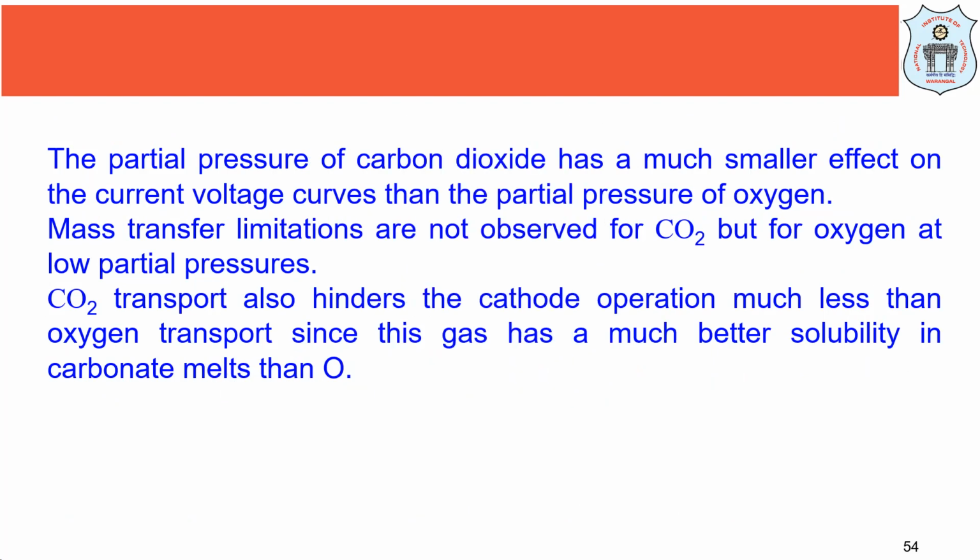So this segregation problem needs to be addressed by the researchers. The partial pressure of carbon dioxide has a much smaller effect on the current-voltage curve than the partial pressure of oxygen. We have even seen that mass transfer limitations are not observed for CO2, but for oxygen, they are observed at low partial pressures. And if there is transport limitation of CO2, it hinders the cathode operation much less than oxygen transport, since this gas has a much better solubility in the carbonate melts than oxygen.